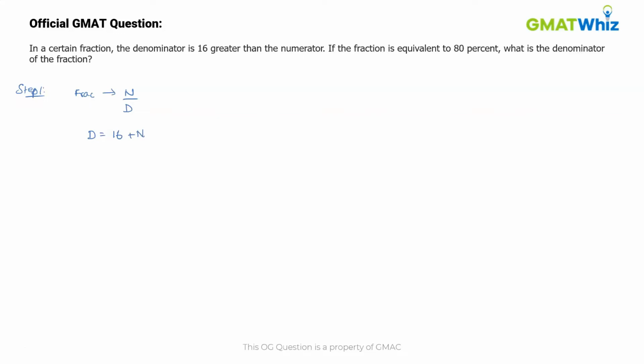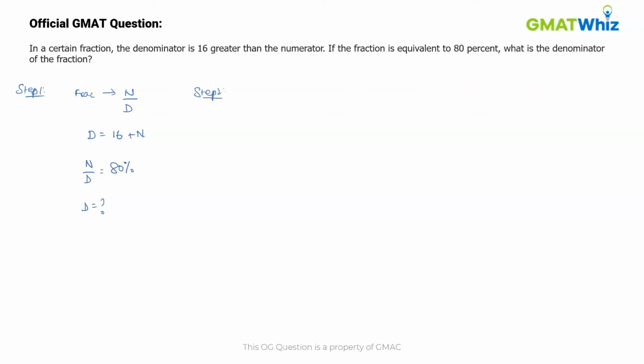We are also given that the fraction is equivalent to 80%. That means we can write n by d is equal to 80%. We have to find the value of d. Now this is all the information that we can gather from the question. So we now move on to step 2.